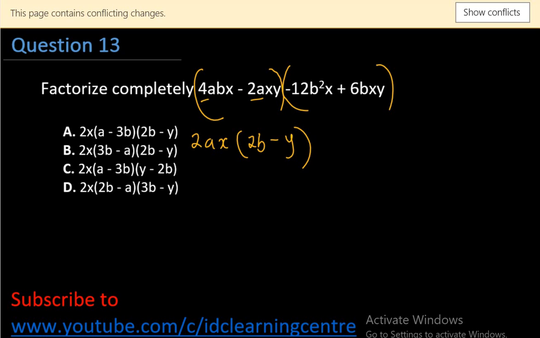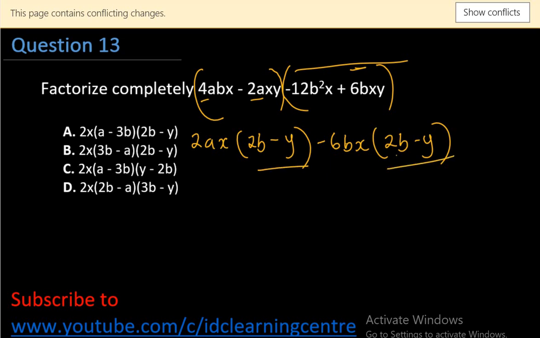I can remove minus 6bx from the second one. If I remove minus 6bx, I'll be left with 2b. Then if I remove minus 6bx, I'll be left with minus y. If I use minus 6bx to multiply each of the terms I have here, I'll get what I have here. So since what I have in this bracket and this bracket are the same, you pick one.